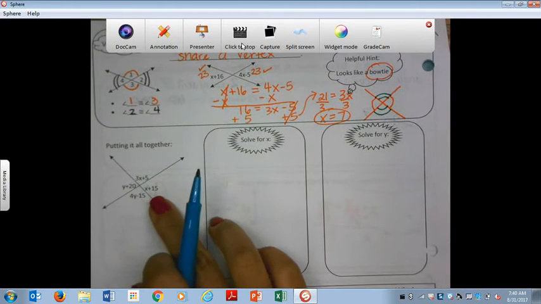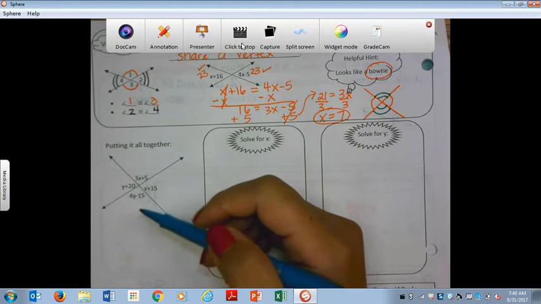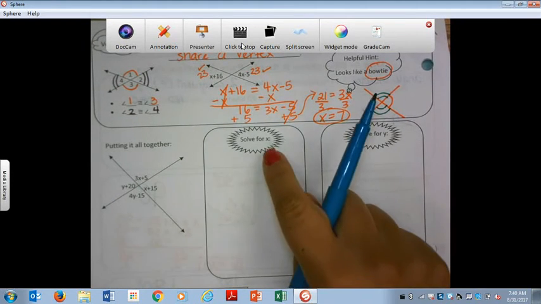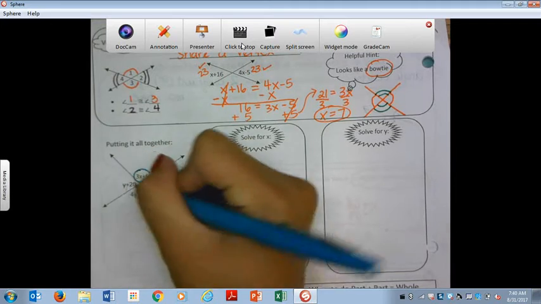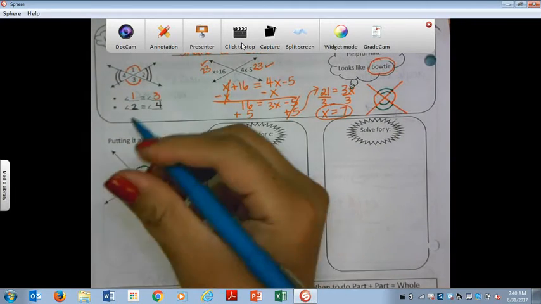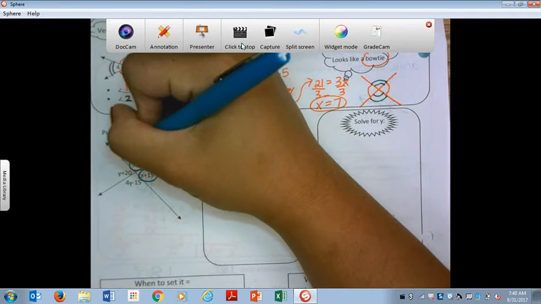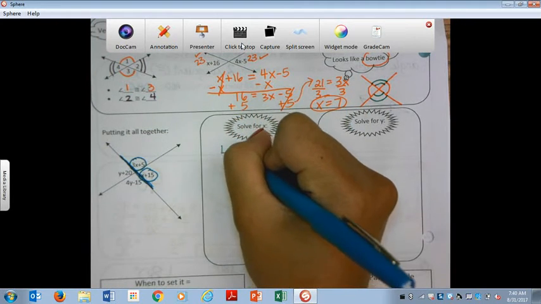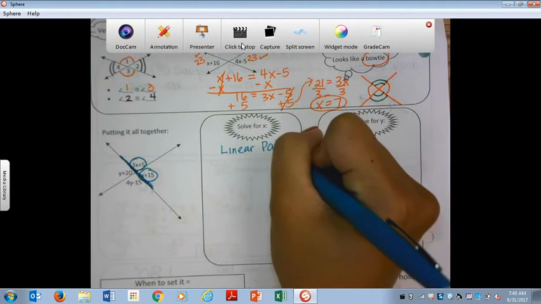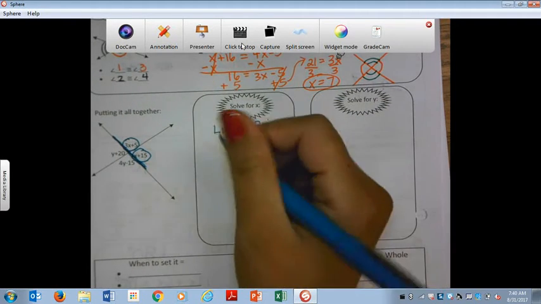So this problem involves two variables. You have x's and y's. So you're going to take it one step at a time. I'm going to solve for x first. So I'm going to look at the ones with x's. So here's an x, and here's the other. I'm looking at this and I'm like, okay, well, this is a linear pair. And what is the relationship of a linear pair? Well, they add up to 180. So I'm going to set up my equation that way.